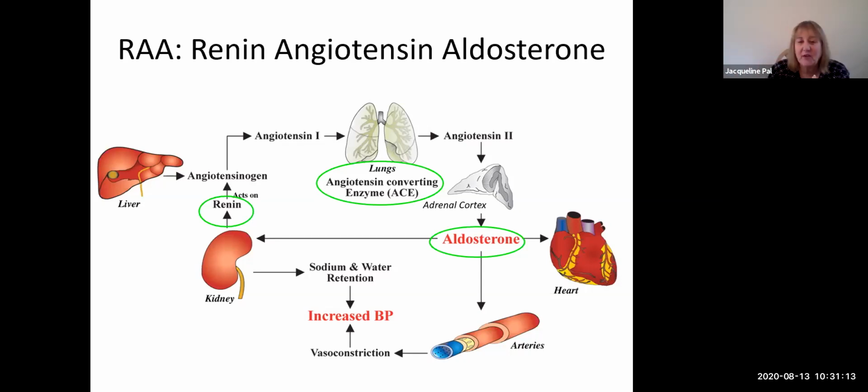It has direct effects on the small blood vessels causing vasoconstriction, and it has the big effect directly back on the kidney for sodium and water retention. And so the renin angiotensin aldosterone axis, or the RAA, or sometimes it's called RAS, RAAS, for renin angiotensin aldosterone system. The net effect of activating this is that blood volume is going to go up, blood pressure is going to go up.